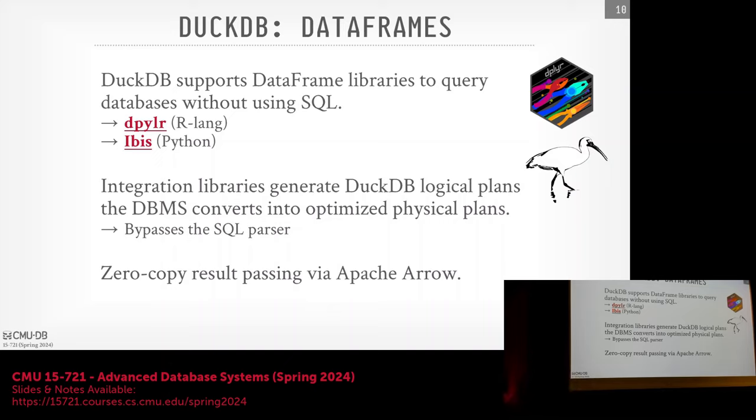They support two different libraries, one for R, one for Python. One's called dplyr, and the other is called Ibis. Ibis was developed by the guy that invented Apache Arrow. I forget where dplyr came from. Has anybody ever heard of these before, or no? No. I can show you what it looks like.